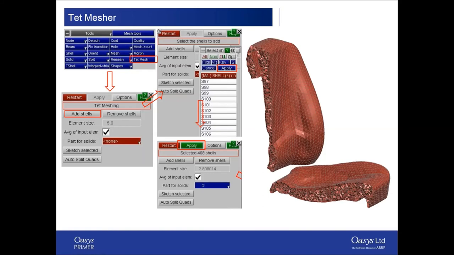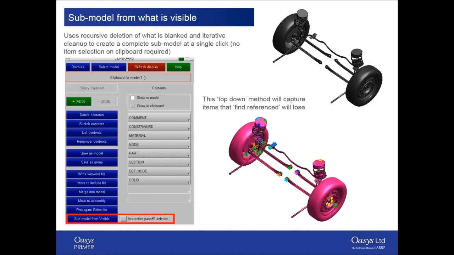In Mesh Tools, there's a test mesher in there, so it's quite easy now to simply create a test mesh from surface information you have in your model. And also, this one's a bit hard to explain, but essentially people wanted to be able to create a submodel from just what's visible on the screen. You could do this before by putting all your entities onto the clipboard and then writing that as a separate model, but you wouldn't necessarily get everything you want. You wouldn't get control cards, for example. So this is now a much more robust way of creating a submodel from just what's visible on the screen.